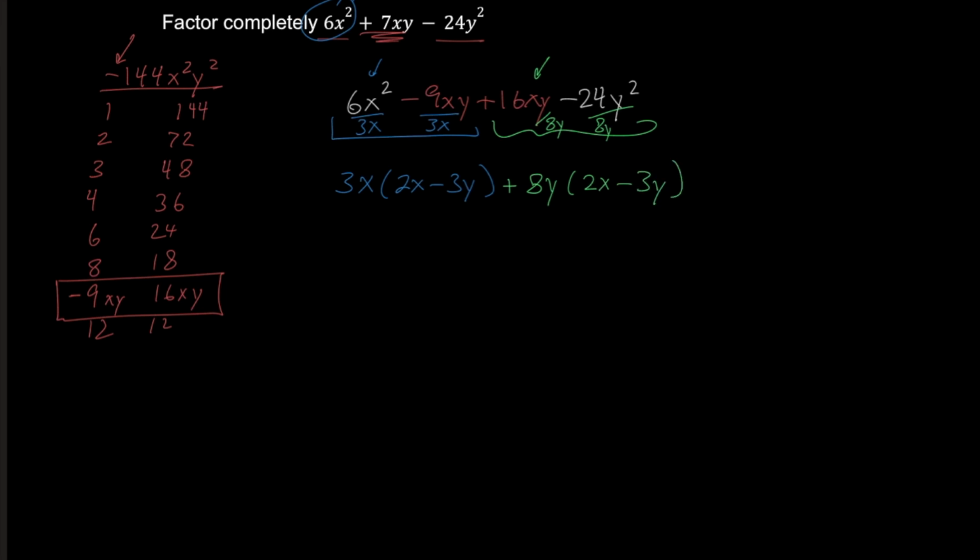And just like normal, you should see that these are the same binomial expression. So we'll pull that out from both groups, which will leave us from the first group 3x, and from the second group plus 8y. And there we have it.